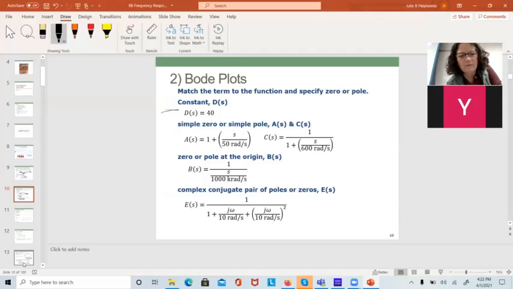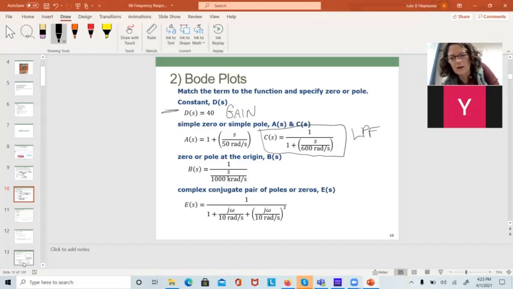The simplest we can have is a constant, and this constant is going to represent things like gain. So this is saying I have a gain of 40. There's a constant term in there. Simple poles and simple zeros, these are what you usually see. This is a simple pole. If this is what my entire transfer function looks like, what I have here is a low pass filter. It passes low frequencies, it attenuates higher frequencies.